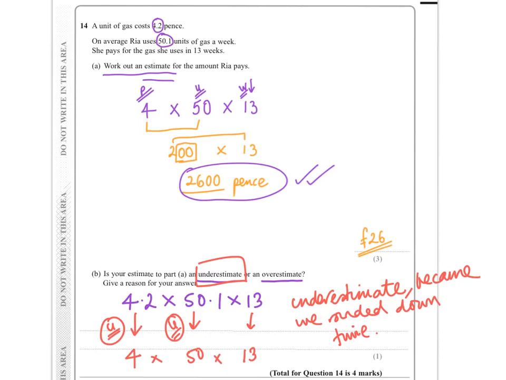If you'd have rounded up, say to 5, maybe left this one the same and rounded this one up to 15, then you would have had an overestimate for different reasons. Okay, so as long as you're clear on what you're doing, then as long as you write that down, you'll get the mark.